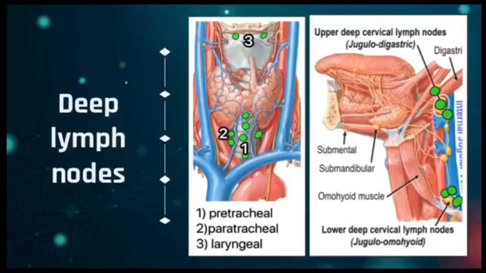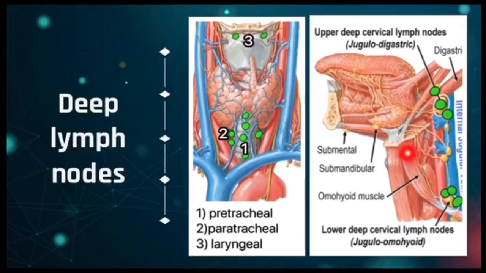For the deep lymph nodes, there are lymph nodes located in the midline of the neck and lymph nodes located on each side of the neck. Those on the midline of the neck include the pretracheal lymph nodes, which give drainage to the thyroid and the trachea. The paratracheal lymph nodes give drainage to the esophagus, trachea, and larynx.